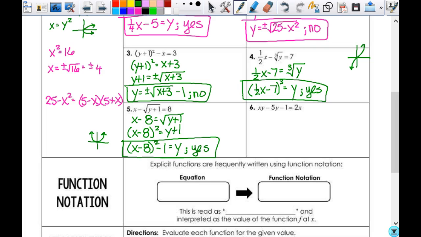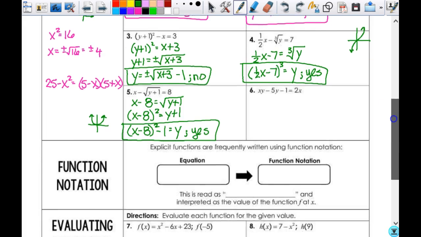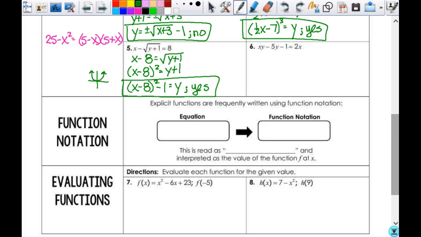Number 6. Pretty sure you're like, I don't know what the heck that graph is right now. That's okay. Let's solve for y. Now I have 2 terms that have y in them. These first 2 both have y, so I'm going to leave them right there. So xy minus 5y, I'm going to move the 1 over, equals 2x plus 1. In order to get y by itself, and it's in those 2 separate terms, what do you think I'm going to have to do?